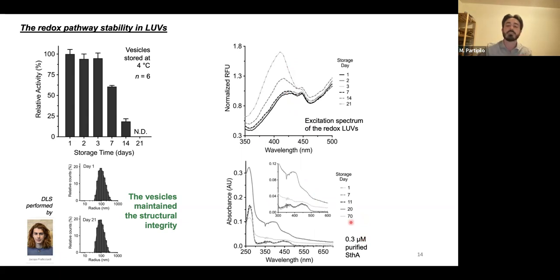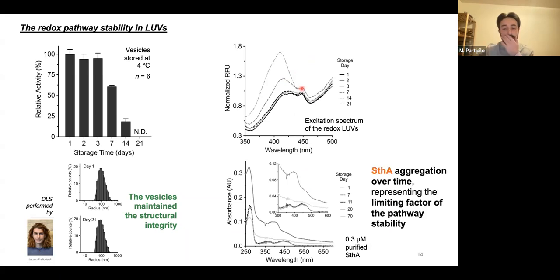This enzyme, indeed, after 11 days of storage, did not change at all the absorbance spectrum, but after 20 days of storage, started to show a similar peak to what we observed in the vesicles incorporating the full pathway. So eventually we figured out that what was happening is that the transhydrogenase was aggregating over time, changing the optical and fluorescent properties and losing activity. So eventually it's the transhydrogenase that limits the activity of our redox regeneration pathway over time.